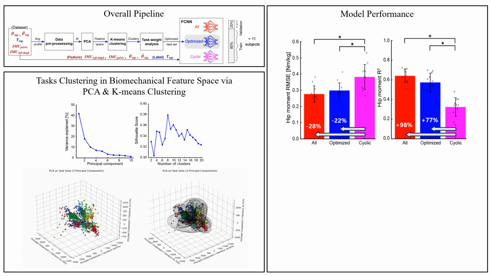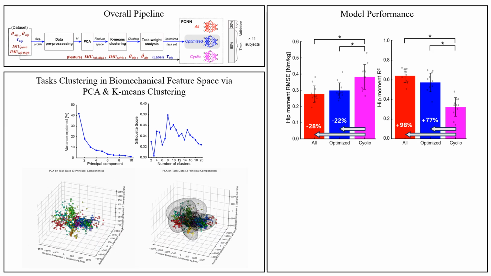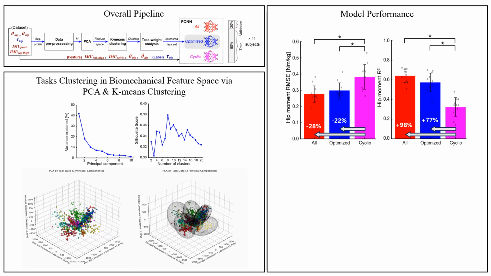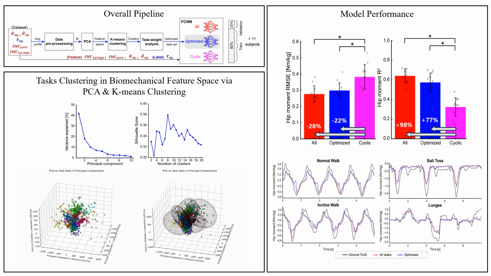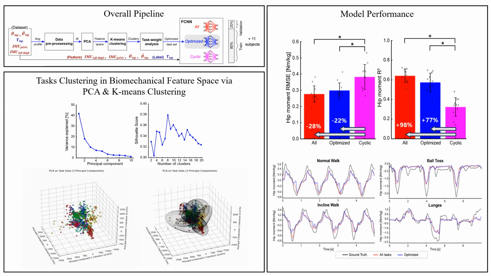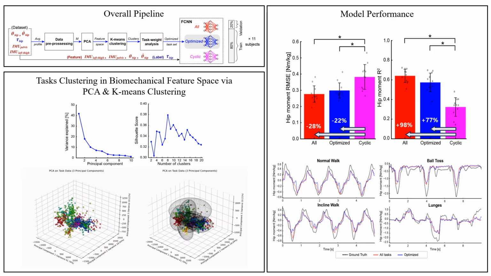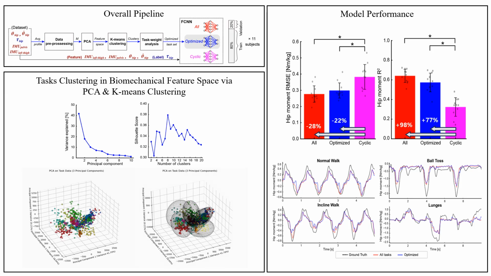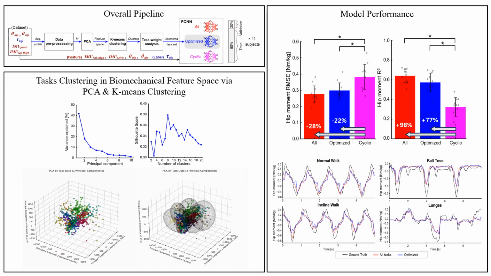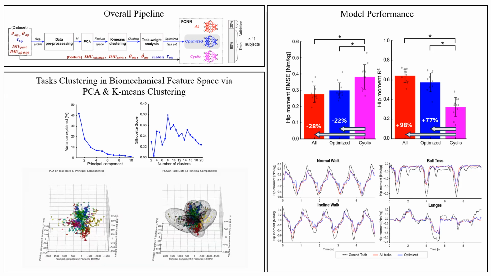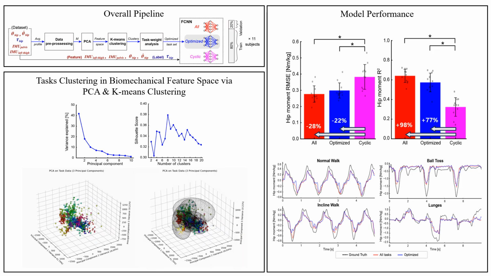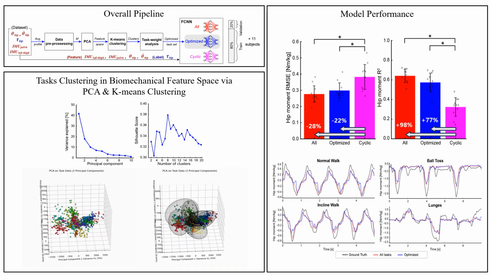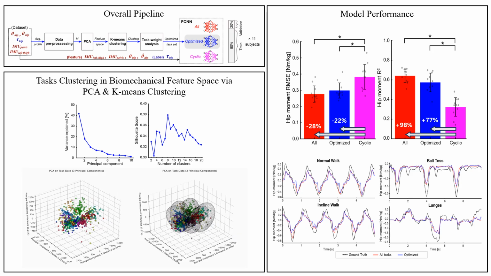Additionally, the optimized task model outperformed the cyclic task model, highlighting the importance of non-cyclic tasks in the training data. These comparisons show the ground truth and estimated hip joint moment values from the all-task and optimized models for two cyclic and two non-cyclic movements. The optimized model produced predictions nearly identical to those of the all-task model. When the predictions were poorly made, the all-task model also underperformed.